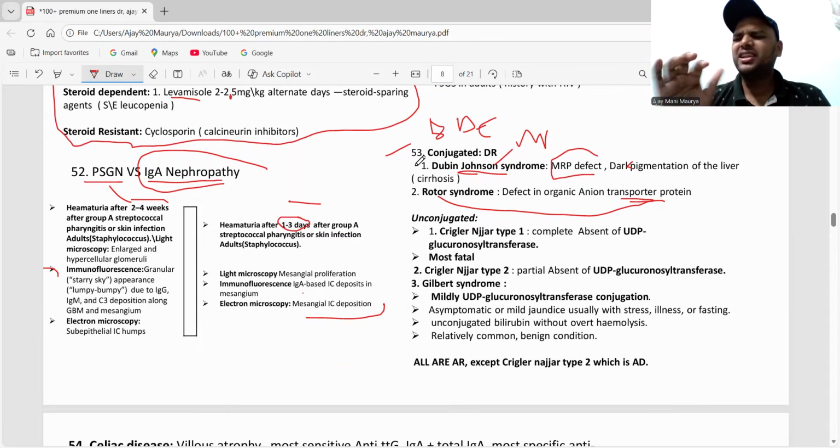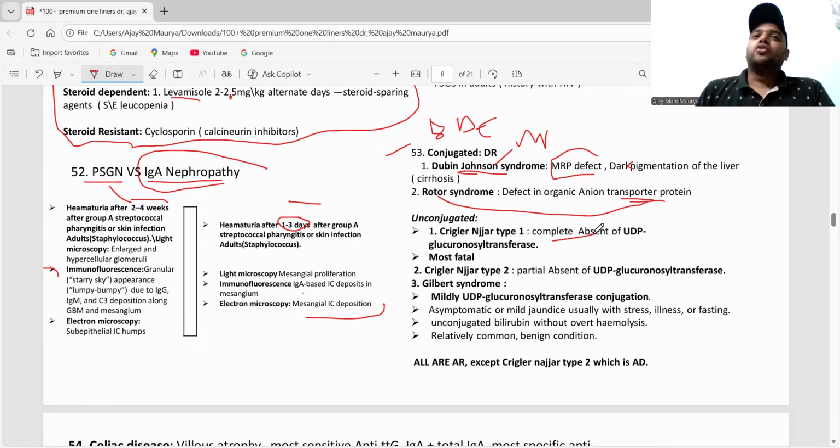If you remember the conjugated as doctors, then remember the unconjugated. Here what happened? In Crigler-Najjar type 1, there is a complete absence of UDP glucuronyl transferase. If there is complete absence, then unconjugated bilirubin will not convert into conjugated. So the complete absence is going to be the most fatal.